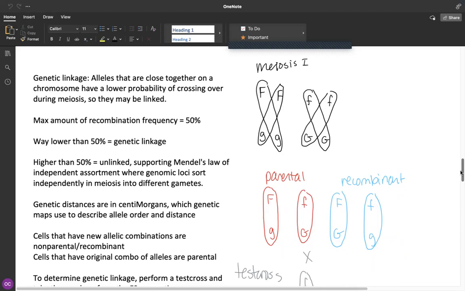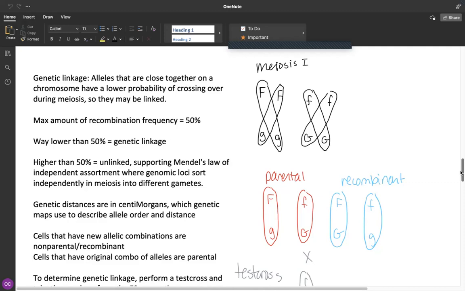So the max amount of recombination frequency is 50%. And if it's way lower than 50%, you have genetic linkage. And if it's higher, then that suggests that those genes are unlinked, which supports Mendel's law of independent assortment, where genomic loci sort independently in meiosis into different gametes.